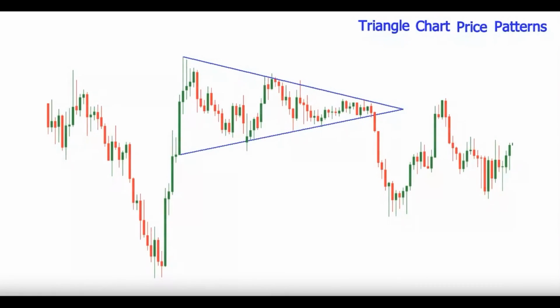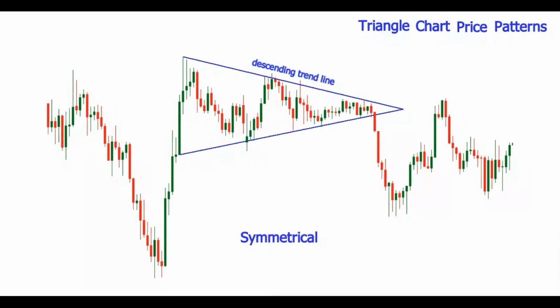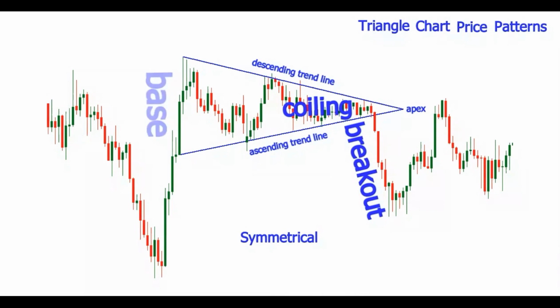The symmetrical triangle pattern is formed by two intersecting trend lines of similar slope. These two lines are converging at a point called apex. The coiling of price that happens inside the triangle will eventually result in a breakout. The breakout can occur in any direction, and the move is often as big as the base of the triangle.